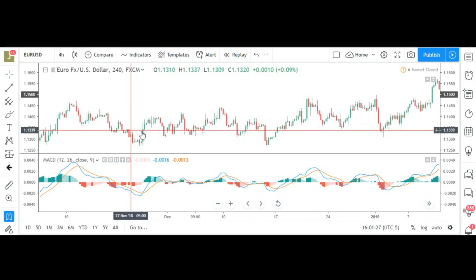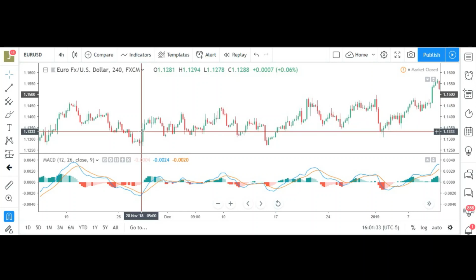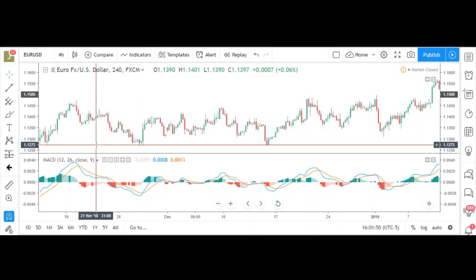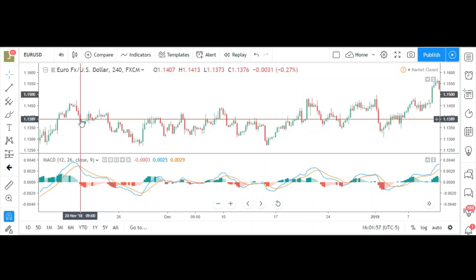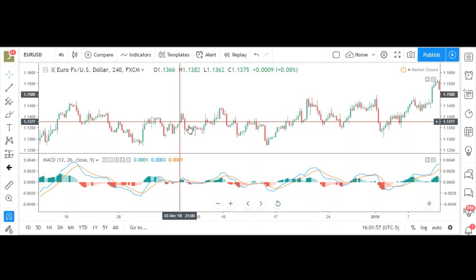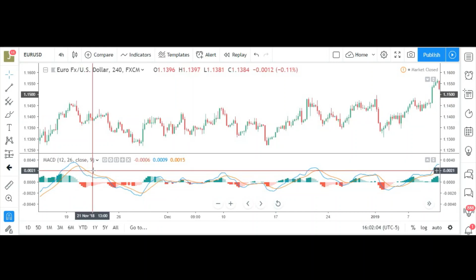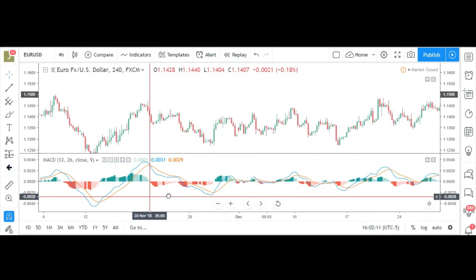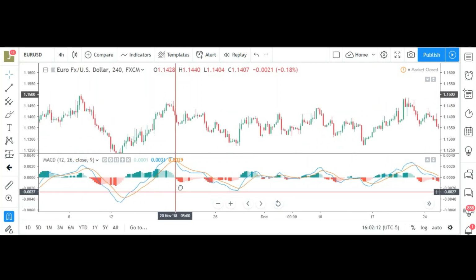Now, I have mine set to close. Some people like to trade on opens. I like to trade on close for the most part. But you can see that if we go right here, this is a good amount of profit from right here. Even if we opened up right where it crossed, which would be right here, we would have got a good 60 pips.